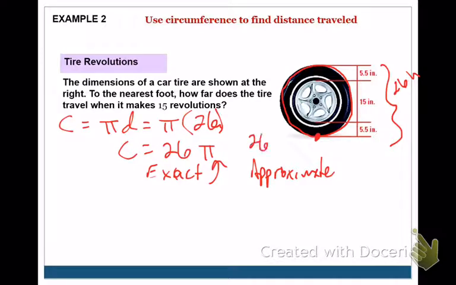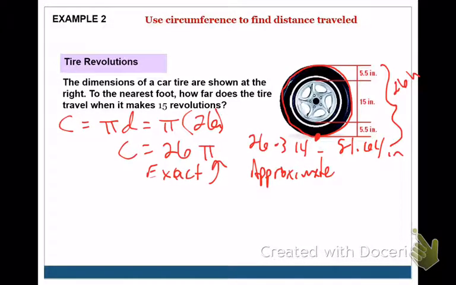So if we do 26 times 3.14, that would be an approximation. And that would be 81.64 inches. Okay, we'll use the approximate for now, but just make sure you pay attention during any directions. If you want an exact measure, leave pi in. If it's okay to approximate it, then go ahead and multiply by 3.14.